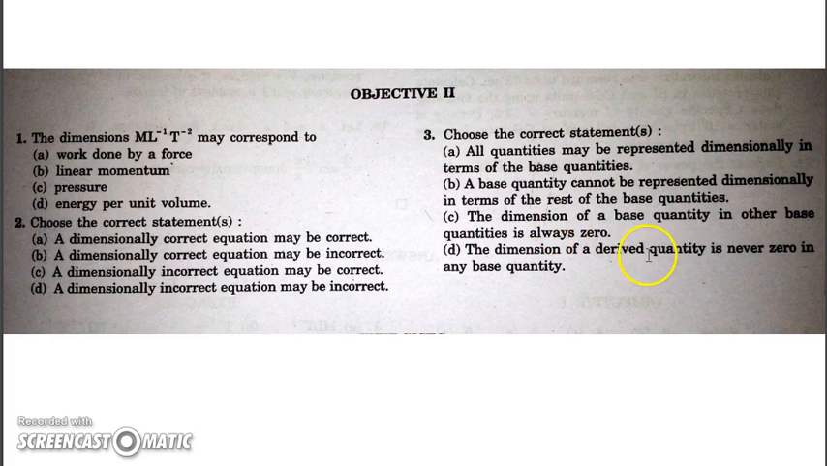The dimension of a derived quantity is never 0 in any base quantity. No, the derived quantities can have any base quantity with 0 power. So let's say velocity is M0 L T minus 1. So velocity has M to the power 0, so option D is incorrect. So we'll go with A, B and C.